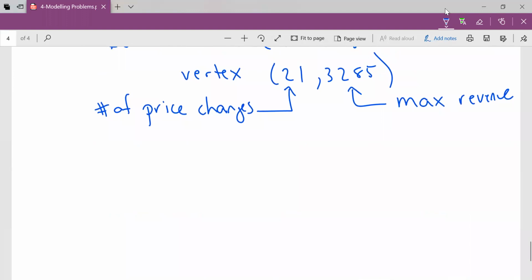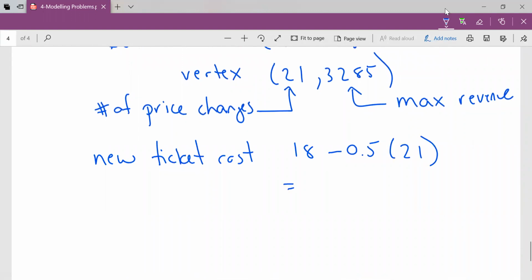our new ticket cost, or new ticket price, whatever you want to call it. Originally it was 18. They were dropping it 50 cents, and we're going to drop it 21 times. So our new ticket price is going to get a lot cheaper, isn't it? They're going to get those kids into the school theater. Our new ticket price is going to be $7.50. There it is.